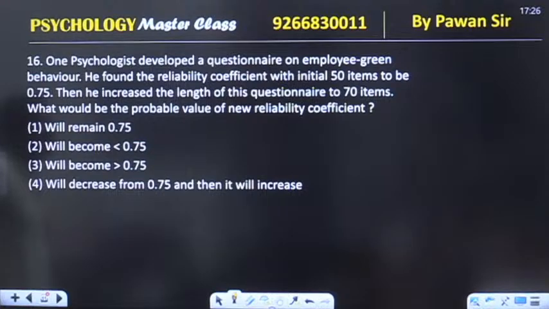One psychologist developed a questionnaire on employee green behavior. He found the reliability coefficient with the initial 50 items to be 0.75. Then he increased the length of this questionnaire to 70 items. What would be the probable value of the new reliability coefficient? So here we are talking about the new reliability coefficient.